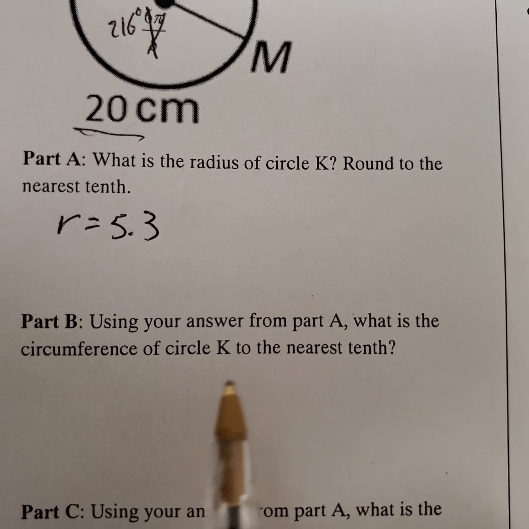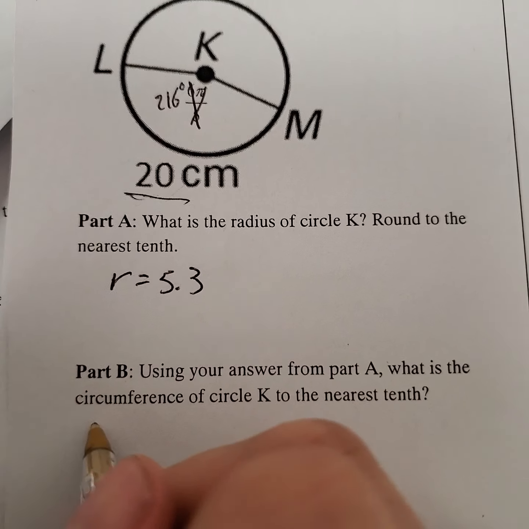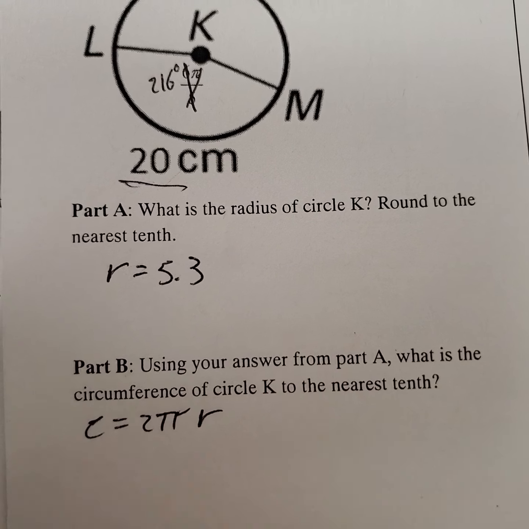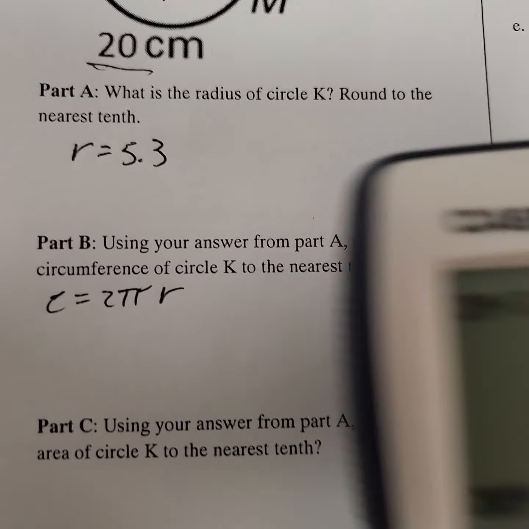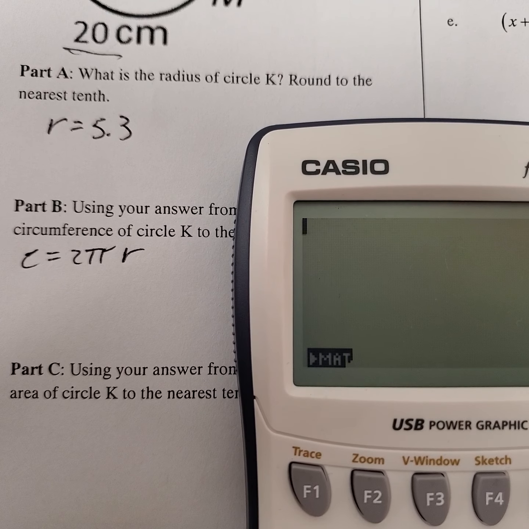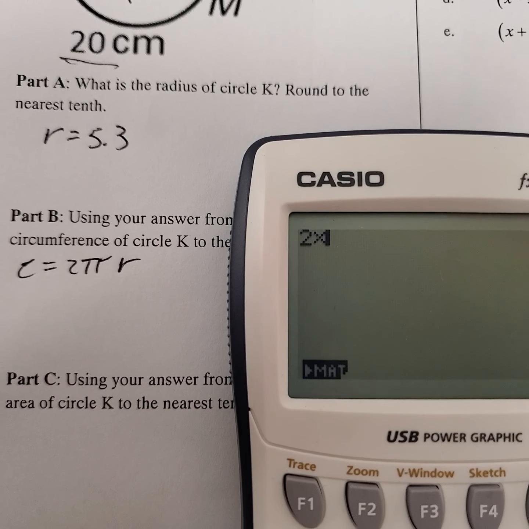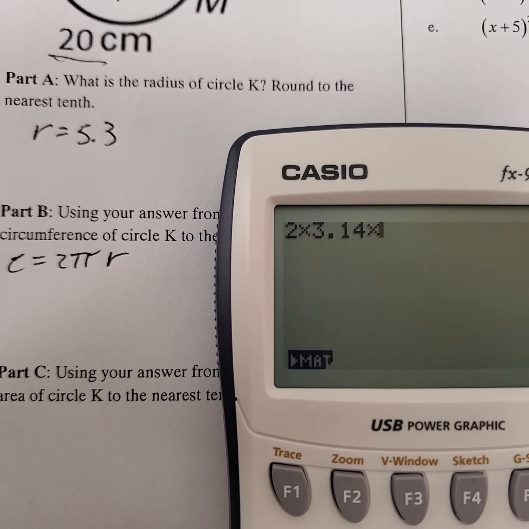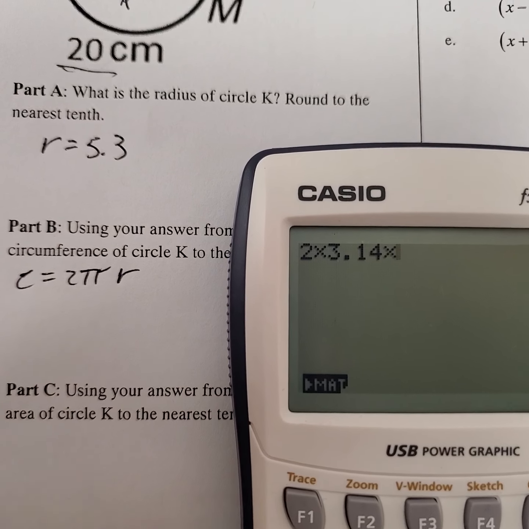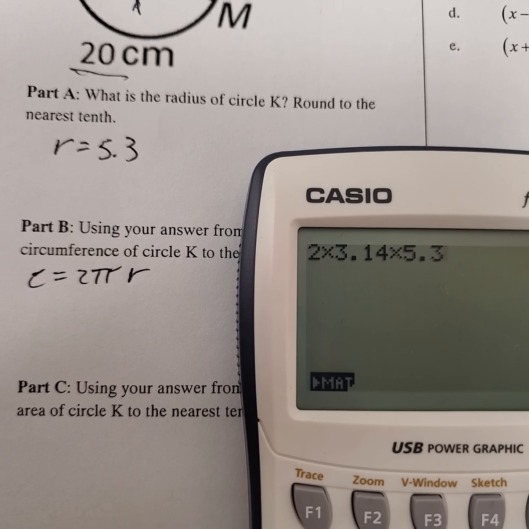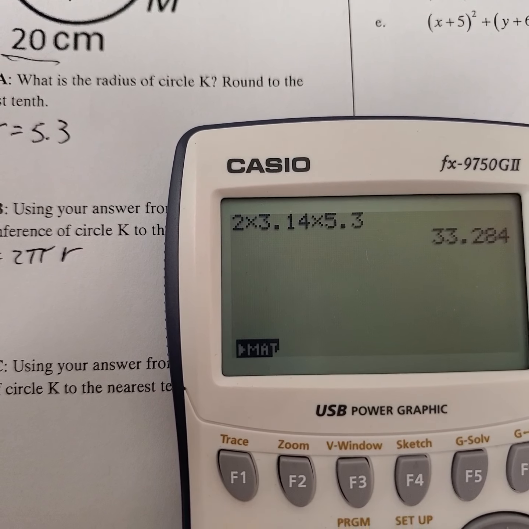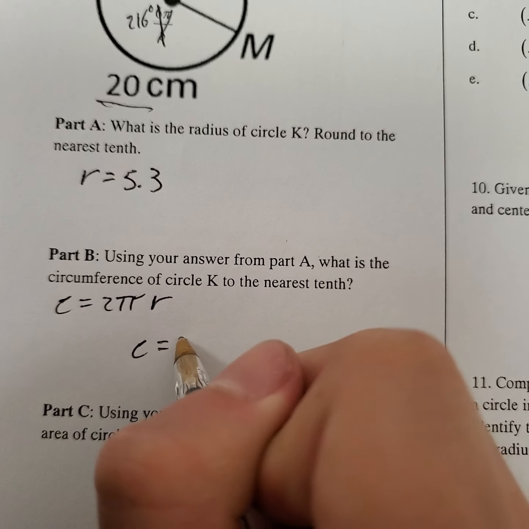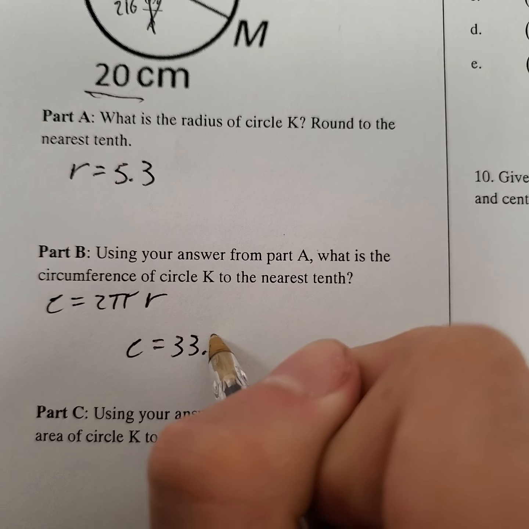And what is the circumference of circle K? Well, for circumference, we know the formula is 2 pi times the radius. So in my calculator, I'm going to multiply 2 times pi, which is 3.14. That is my pi. Times the radius. The radius is 5.3, equals 33.28. That is my circumference. My circumference equals 33.28.